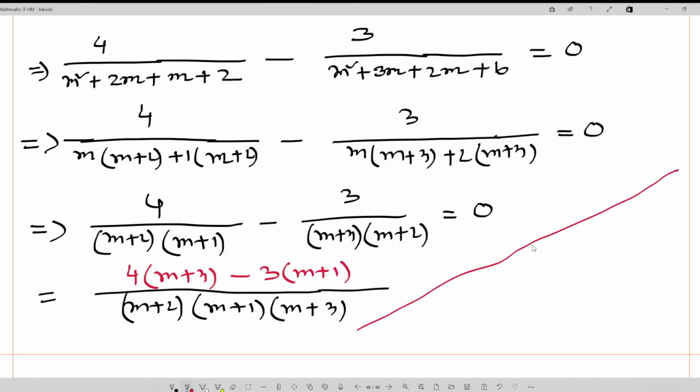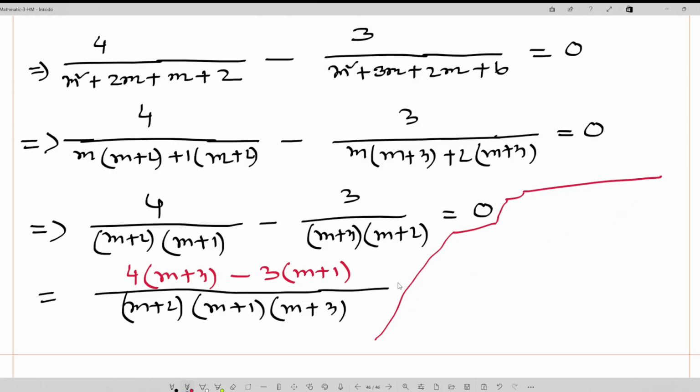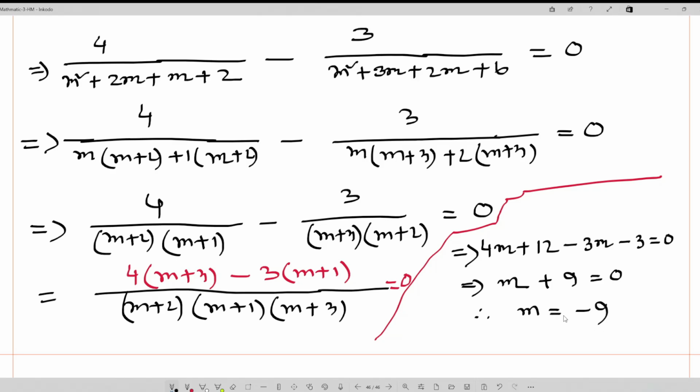Okay, then here is 0. So we can write this m plus 2, m plus 1, m plus 3, once we multiply by 0 it will become 0. So we can write here 4m plus 12 minus 3m minus 3 equal 0. So here 4m minus 3m will become m, 12 minus 3 will become 9, equal 0. So our answer is m equal minus 9.